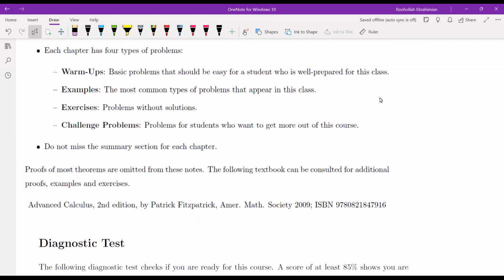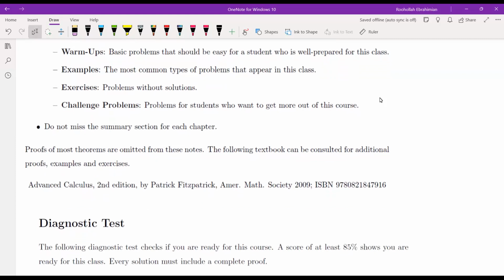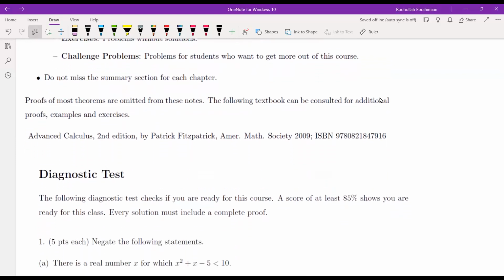Make sure you do not miss the summary of each section. It runs you through what is needed for you to learn, what is needed for you to be able to do the type of problems that you should be able to do in each section. Proofs of most of the theorems are omitted in the notes. However, I will go over many of the proofs in these videos for this class.